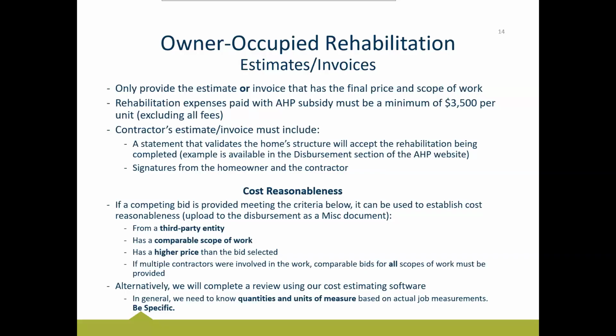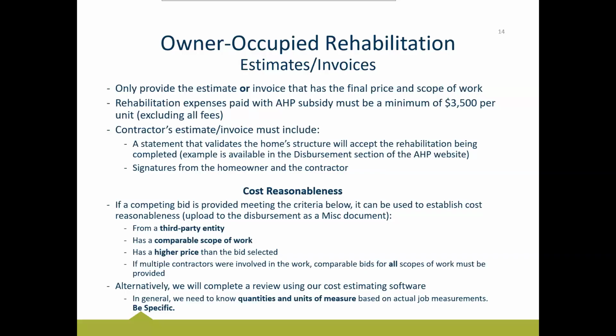One of those ways is if you provide a competing bid to us. This is a relatively new option, so we just presented this a few months ago. Those that have previous projects may be familiar with this alternative we've provided. If you provide a competing bid to us that has the following three items, it can be used to establish cost reasonableness. Those three items are that the competing bid needs to come from a third-party entity. It cannot come from the sponsor agency; it must come from a third-party contractor.